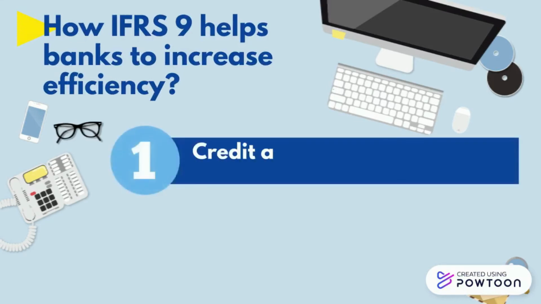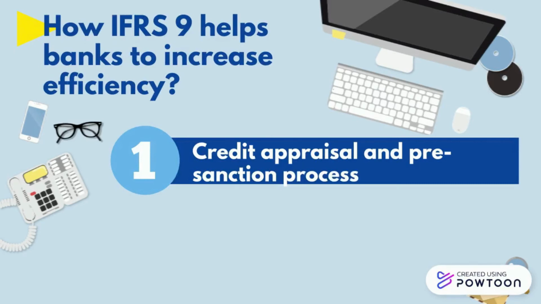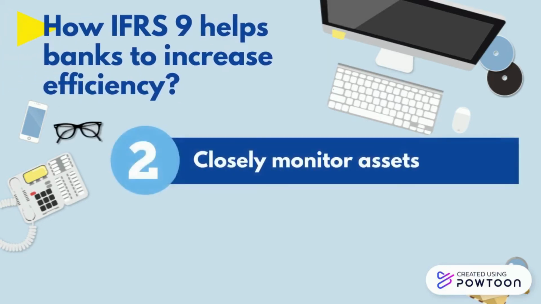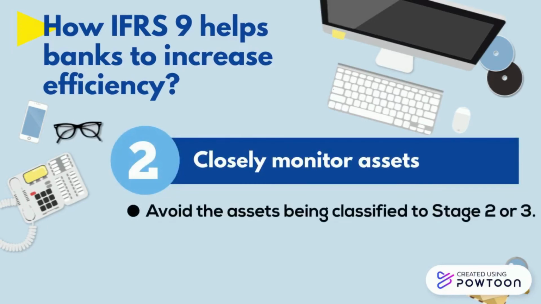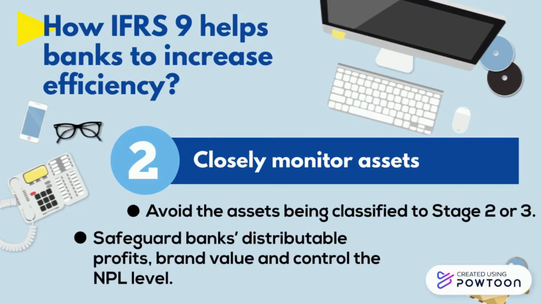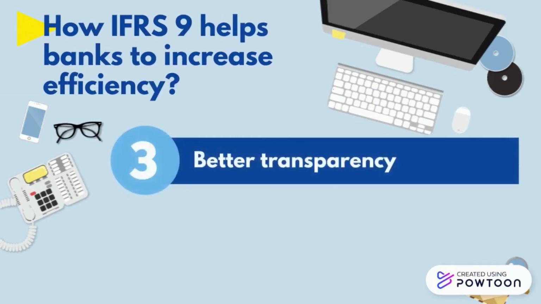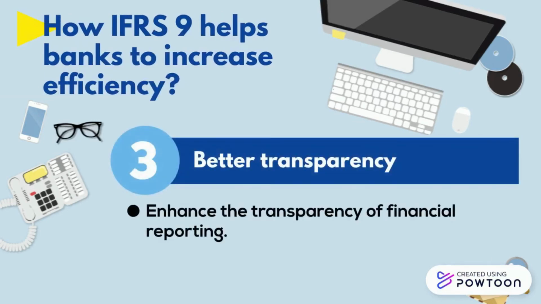First, the credit appraisal and pre-assessment process of banks will be improved. Given the requirement of forward-looking expected credit losses, banks are going to tighten their credit appraisal process to reduce NPL. Next, banks will closely monitor their assets, which are the loans, to avoid them being classified to stage 2 or stage 3. These efforts will be initiated on a proactive basis in order to safeguard a bank's distributable profits and brand value, and keep the non-performing loan level under control. Other than that, IFRS 9 will enhance the transparency of financial reporting to the investors, public, and other stakeholders in terms of enhanced market disclosures.